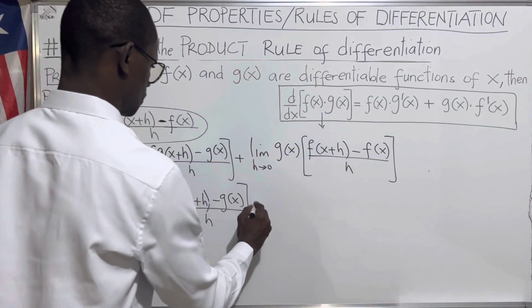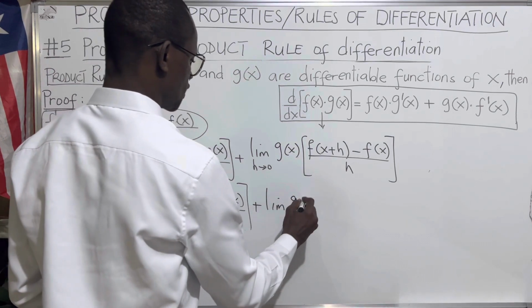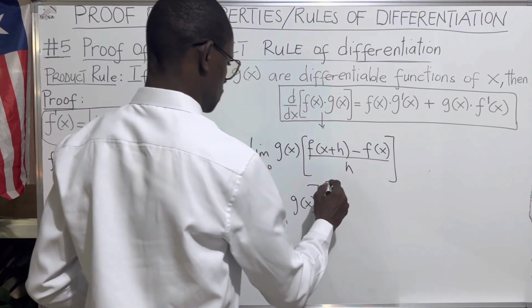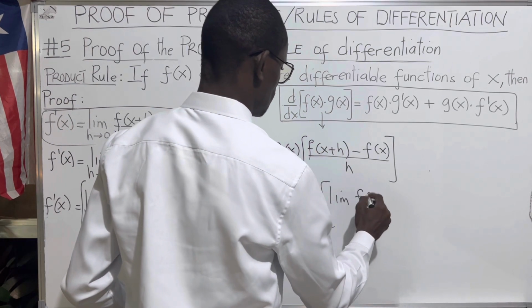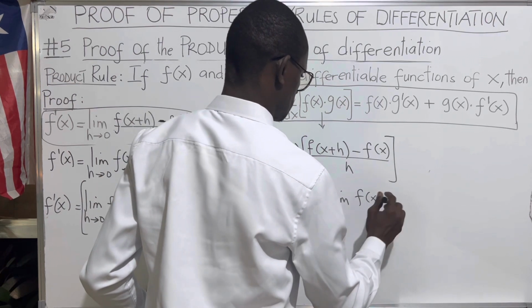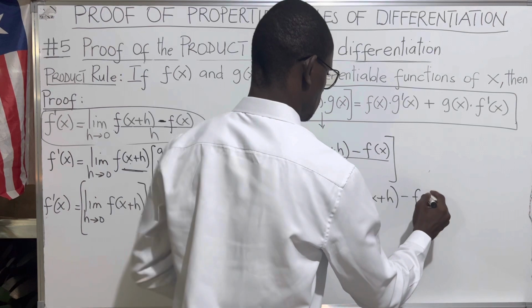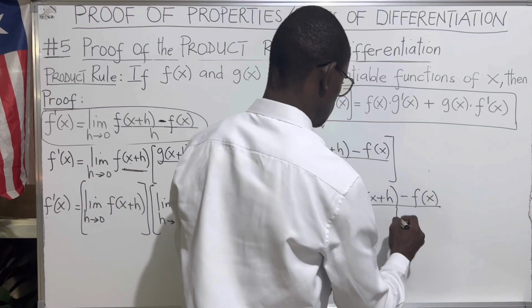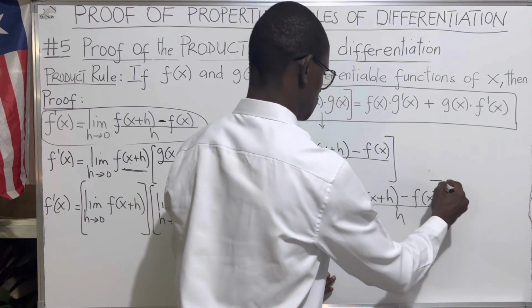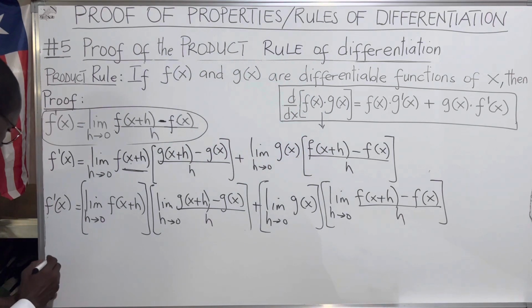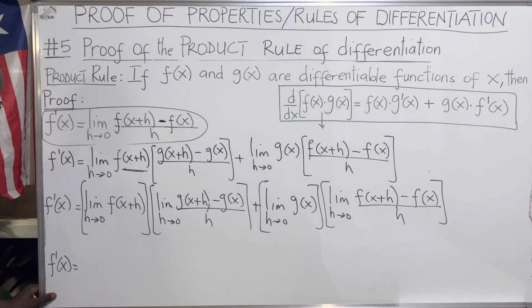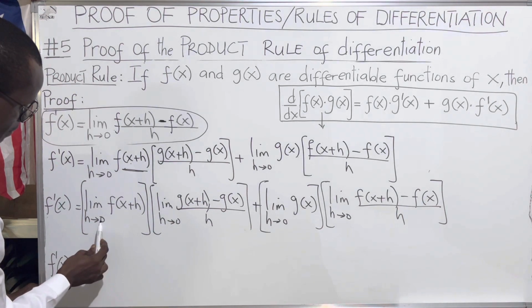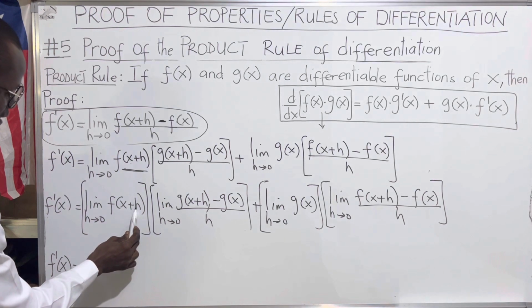And then plus the limit of g of x as h approaches 0 times the limit of f of x plus h minus f of x, all divided by h as h approaches 0. So this now will be, now look here. I apply the limit right here, I put this guy right here.